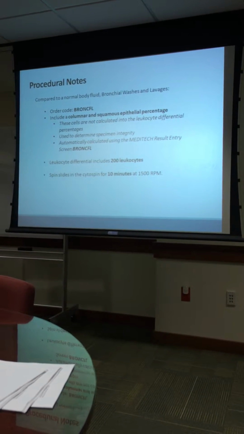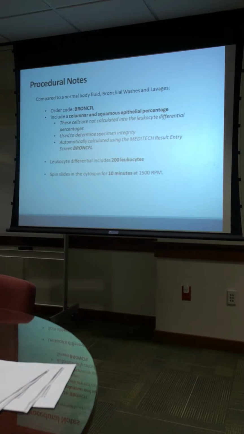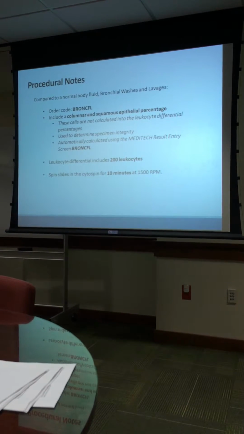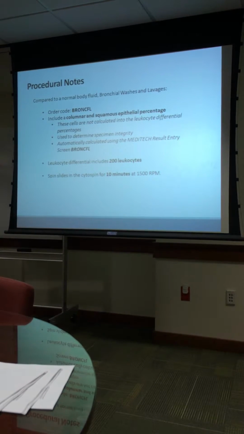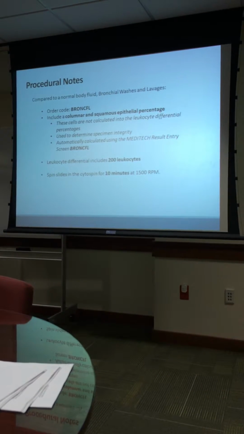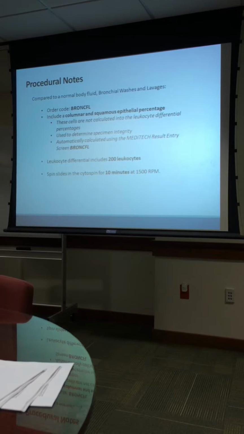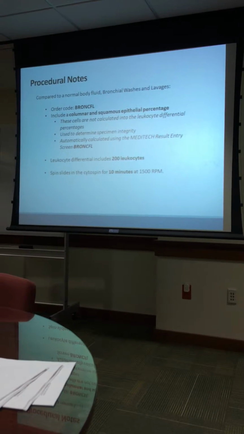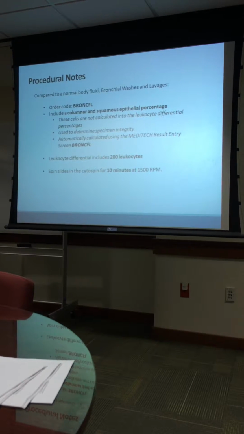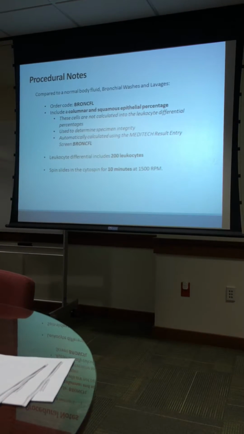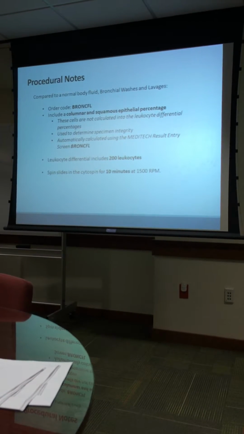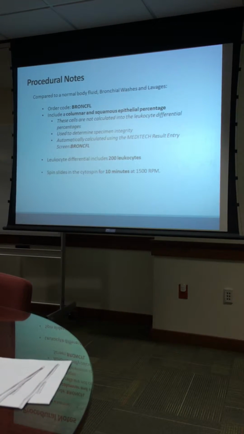And the Meditech result entry, usually we enter in M or whatever your regular mnemonic is when you're doing a regular diff. In that field, and I've printed out screenshots for you guys to take with you, you're going to enter bronch fluid to get to that diff calculator. We're also going to be counting 200 white cells instead of 100, which is different. And you're going to spin your slides down for a longer period of time and at a lower speed if you think that you need to.